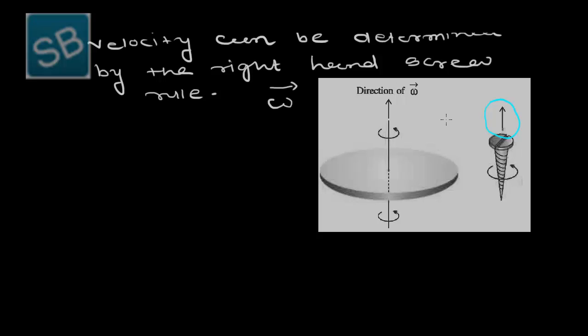Similarly, if you consider the reverse motion, this kind of motion, then what happens? This screw will go inside the wall, and the direction of velocity will be towards the south pole. And with this, our angular speed and angular velocity is over. Now we will derive the scalar relation between angular velocity and linear velocity.